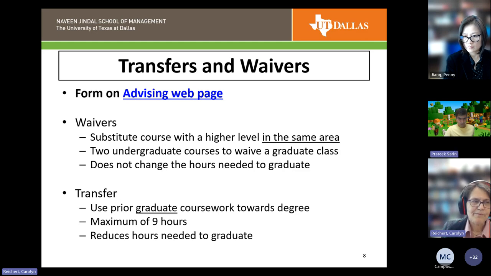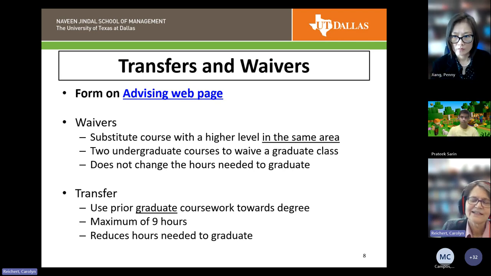We don't require a business degree. So in that case, you could request a waiver. A waiver doesn't really reduce your credit hours. It just lets you change what you're taking. So it's still 36 credit hours. It's just you get to take a little bit different mix of classes.